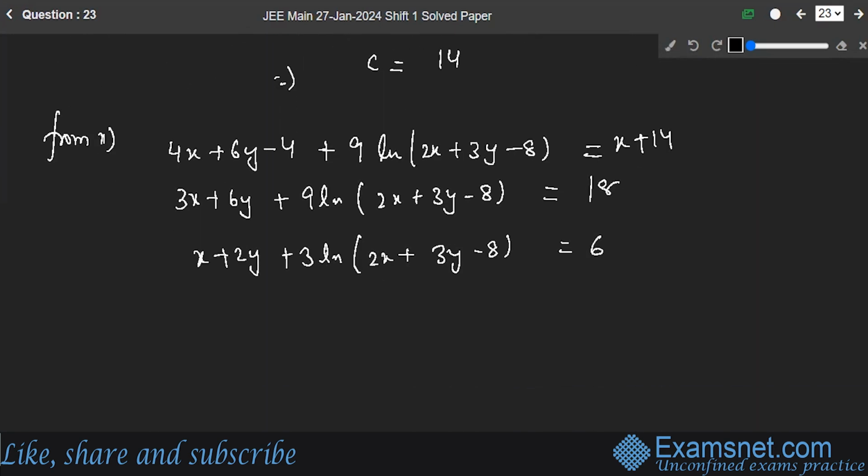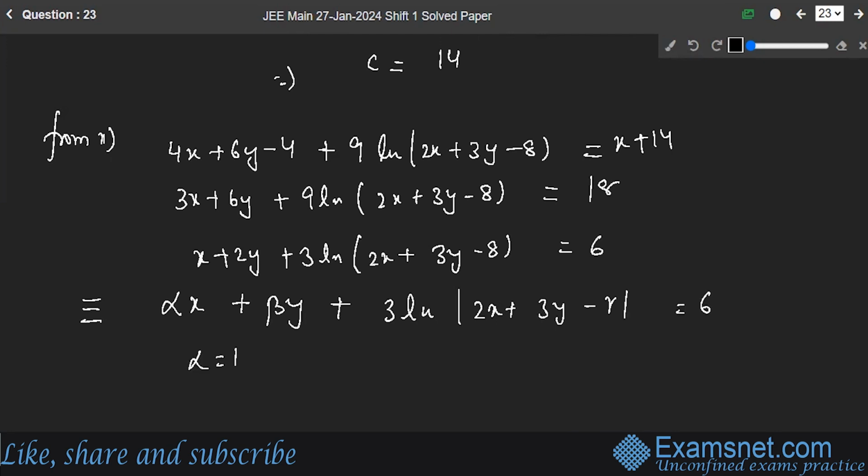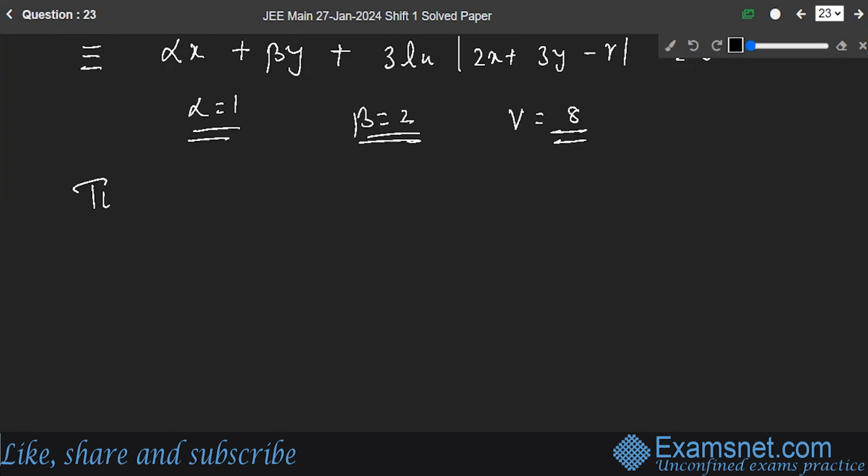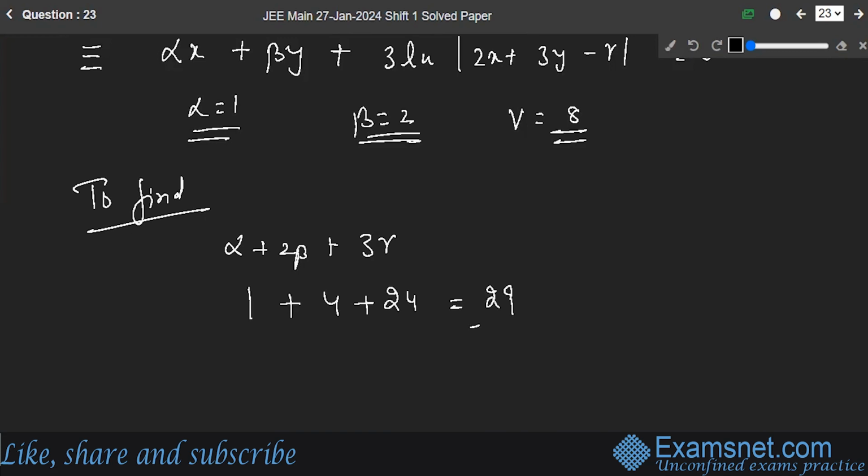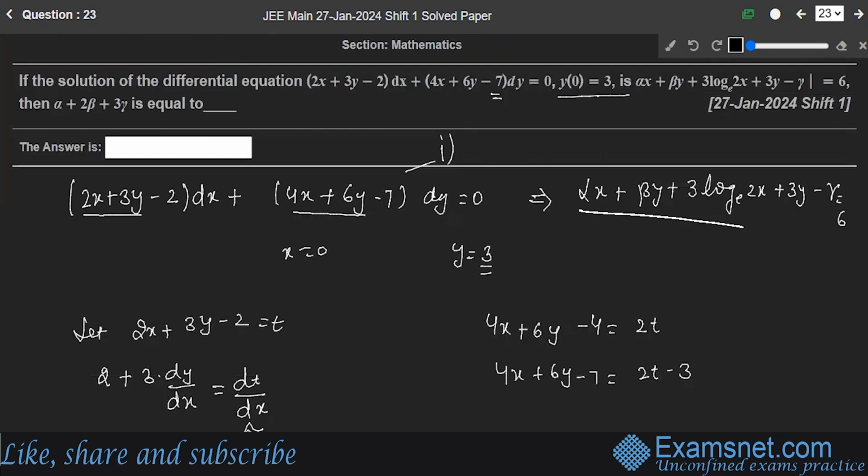You had this as alpha x plus beta y plus 3 natural log of (2x plus 3y) minus gamma is equal to 6. So from here you have alpha is equal to 1 and beta is equal to 2, and gamma will be equal to 8. That's it. What you needed to find out was alpha plus 2 beta plus 3 gamma. So this is 1 plus 4 plus 24, which is equal to 29.